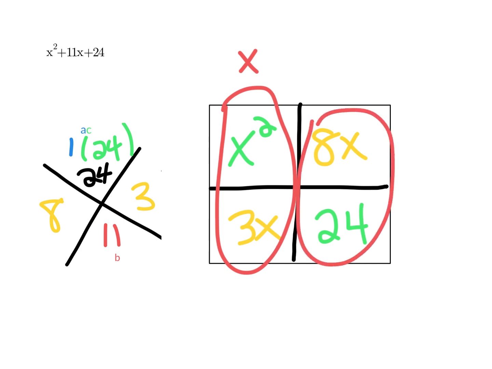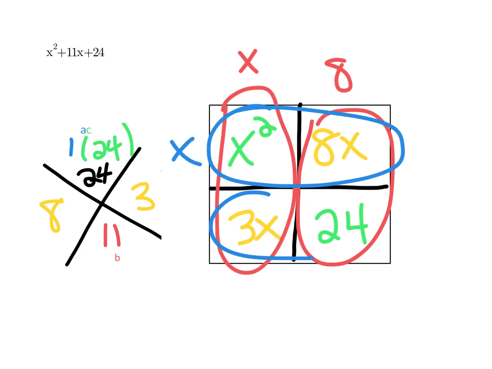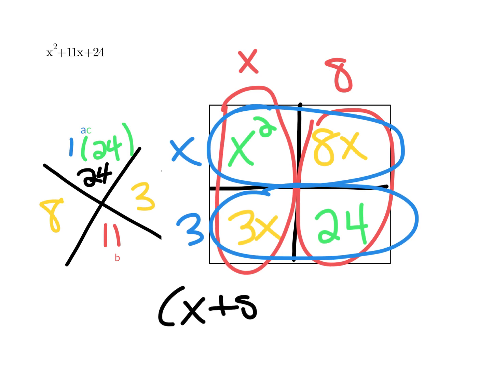The greatest common factor between 8x and 24 is 8. The greatest common factor between x squared and 8x is x, and the greatest common factor between 3x and 24 is 3. So now my factored form would be the quantity of x plus 8 times the quantity of x plus 3.